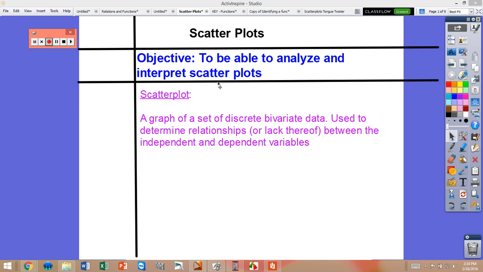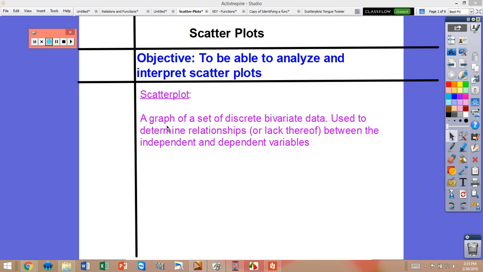Alright, today you are going to be able to analyze and interpret scatter plots. So I know some of you had questions about those from your last CA. You had those graphs on there, and you had questions about scatter plots. So hopefully this will answer those questions, okay?